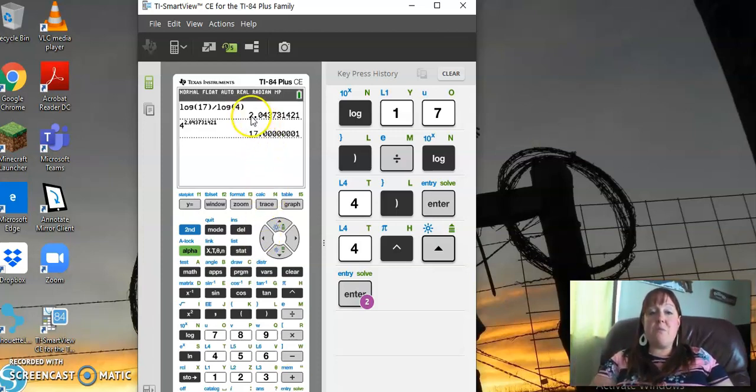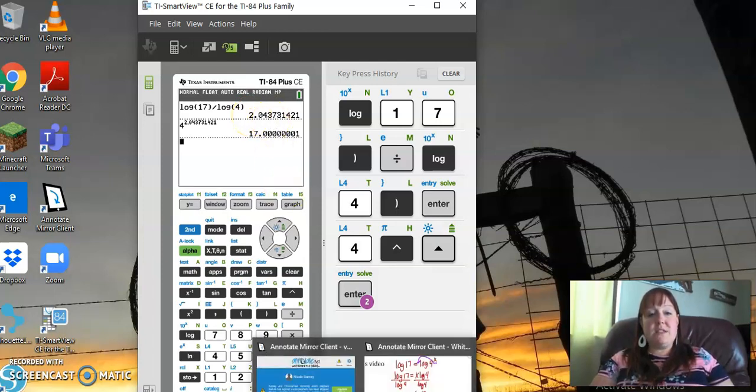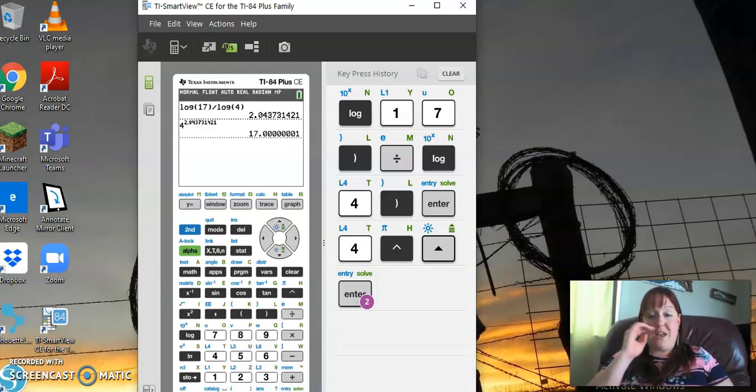This is our answer. And remember, in Algebra 2, we're going to use 3 decimal places. So 1, 2, 3. So you're going to write this down as 2.0437. And that's it.